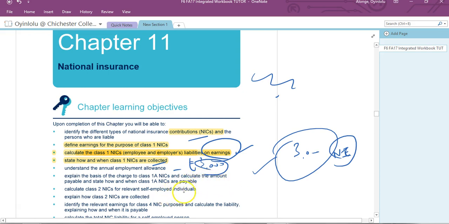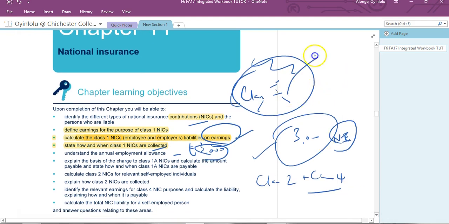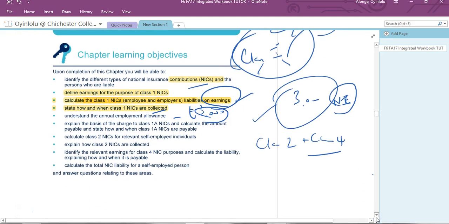And then we will look at class one in general, covering employers and employees. So this is for the employed person. And then class two and class four, which are to do with the fully self-employed individual. And within class one, we will look at class 1A, which is paid by the employer on benefits that we discussed in the earlier chapters. Okay, great. Let's carry on.